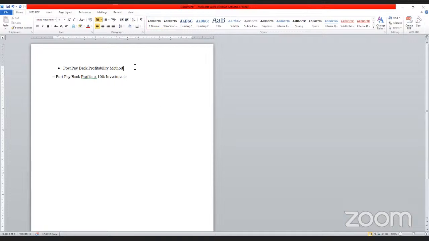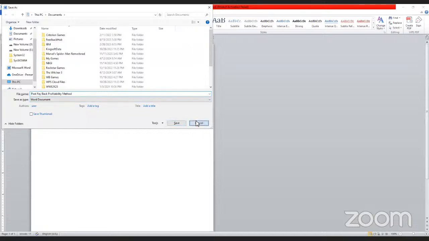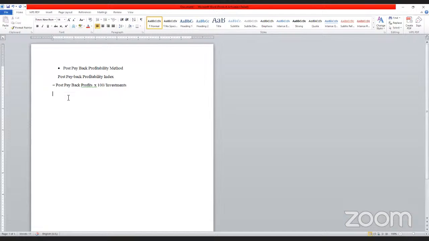Now here I'll tell you the formula. Take down this formula. Post payback profitability index is equal to post payback profits into 100 divided by investment. Okay, now take down the problem. We'll do one problem based on this formula.